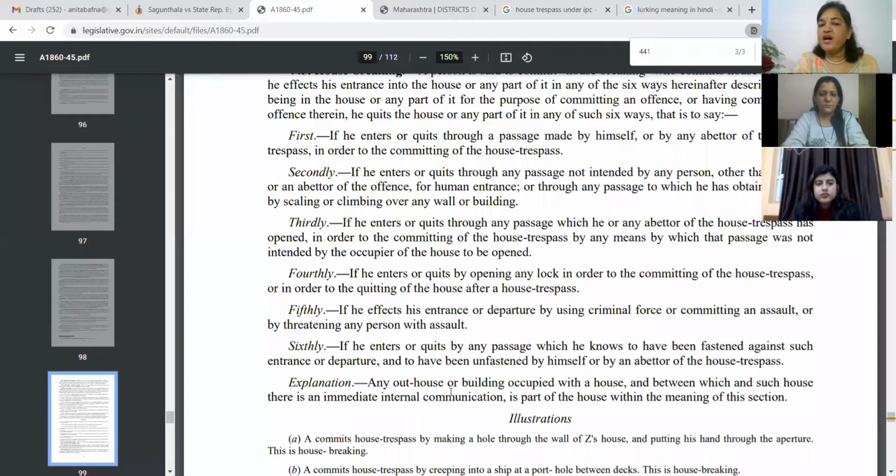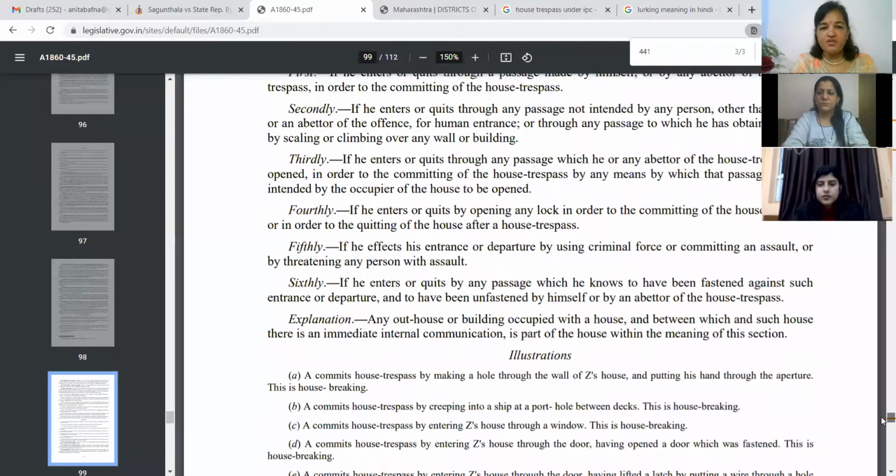The explanation: any outhouse or building occupied with a house, or between which and such house there is an immediate internal communication, is part of the house within the meaning of this section. हो सकता है किसी के घर में आउट हाउस भी हो छोटा सा, which we found in north side houses where there are big houses.